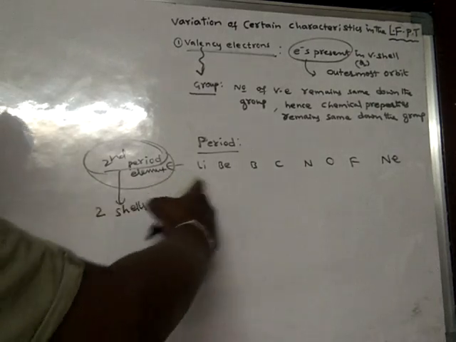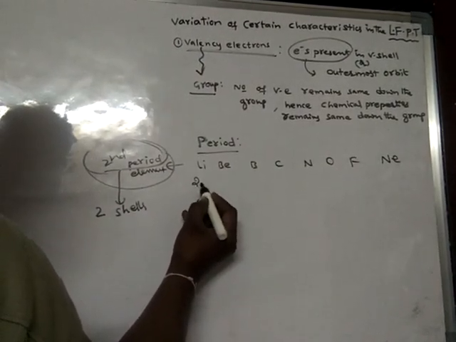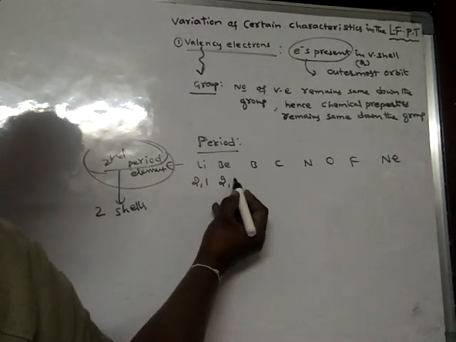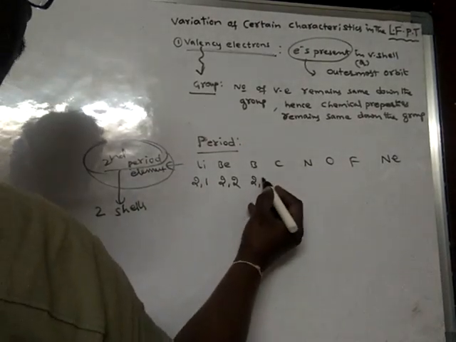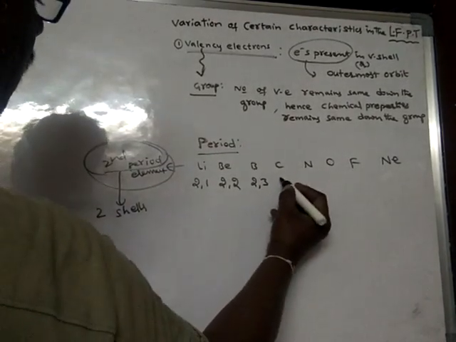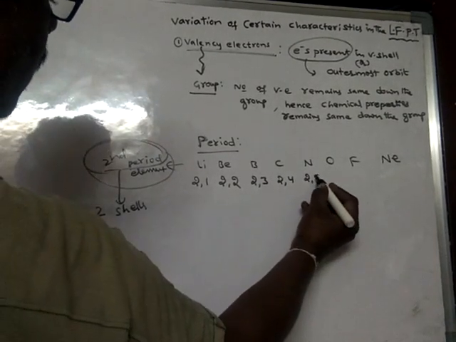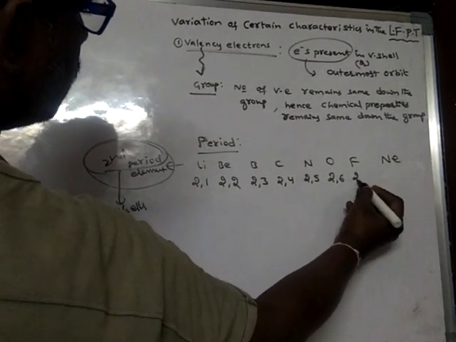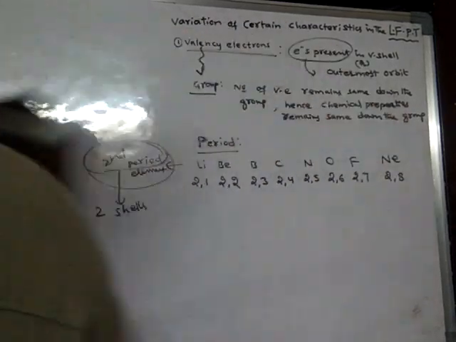In the second orbit, lithium has one electron. In beryllium, two electrons are there in the second orbit. In boron, it contains 3 electrons in the second orbit. Carbon contains 4 electrons. Nitrogen contains 5 electrons. Oxygen contains 6 electrons. Fluorine contains 7 electrons. Neon contains 8 electrons.